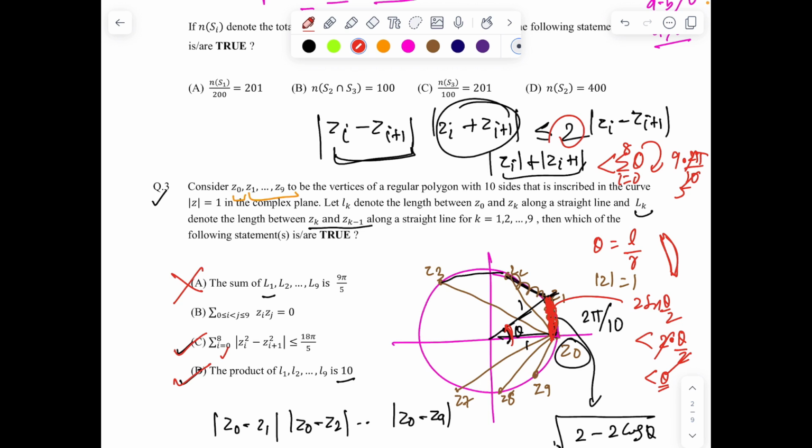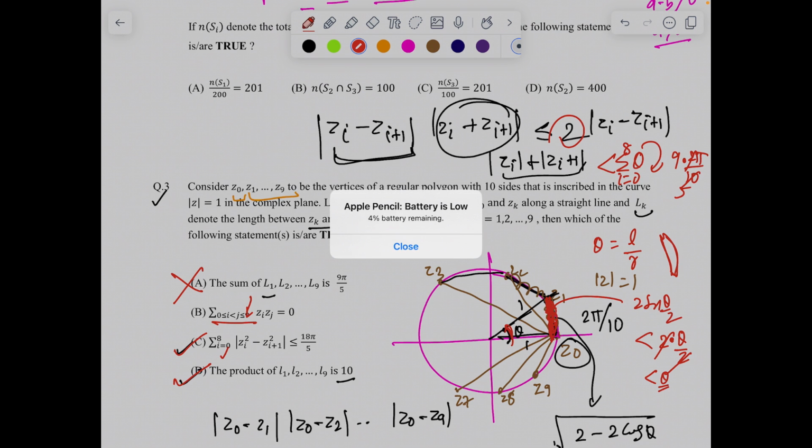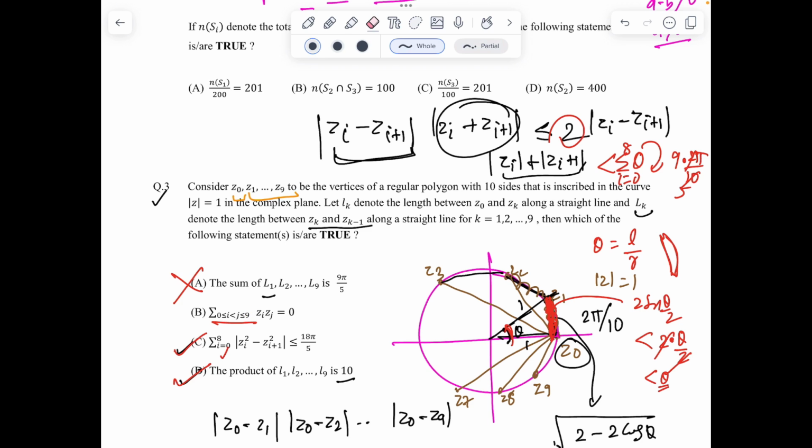Coming to option B, again we can play very simply here, because i is running from 0 to j to 9, for zi zj we have to check this is 0. Again you can do a scheme for cube root of unity or fourth root of unity, and you can easily see this holds in general for any n. But if you want to solve particularly for this, let's fix the value of i to be 0, so z0, and then play with zj.